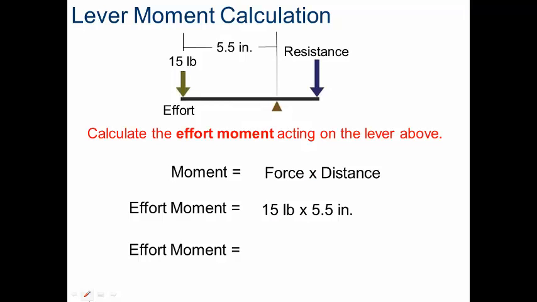Let's take a look at this first class lever and put some numbers with it. Okay, so we want to only apply a 15-pound effort force, and we know that we're 5.5 inches away from the fulcrum. If I want to figure out the effort moment, so again, that's the tendency to rotate around a point, I'm going to take my force times my distance. 15 pounds times 5.5 inches gives me a value of 82.5 inches times pounds. All this is, is a tendency to rotate around an object. The bigger this number, the more likely something is to rotate around the fulcrum. The smaller this number, the less likely it is to rotate around the fulcrum.